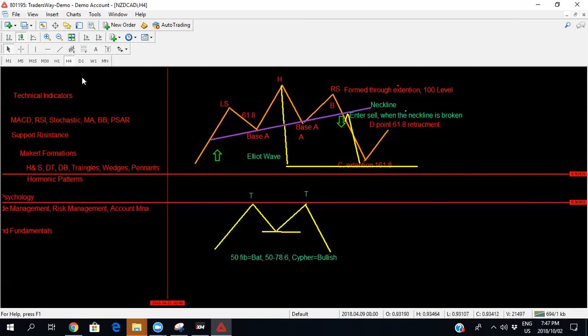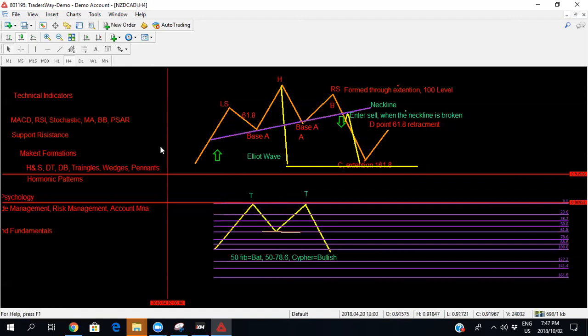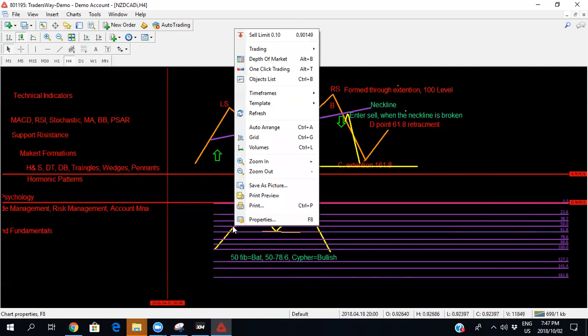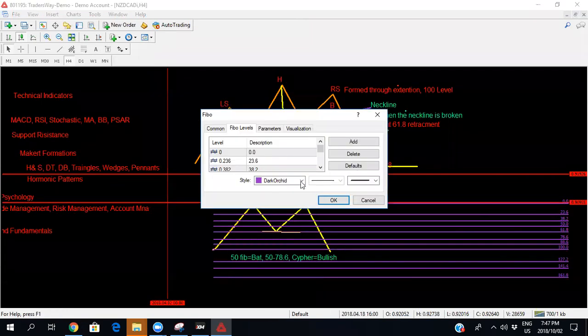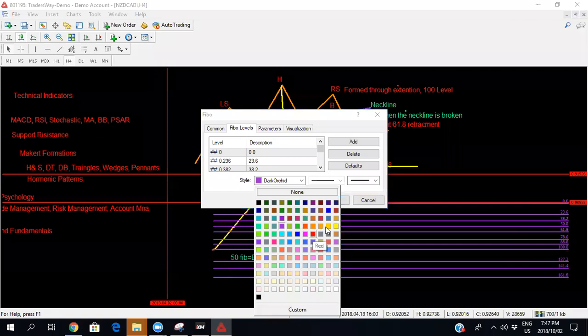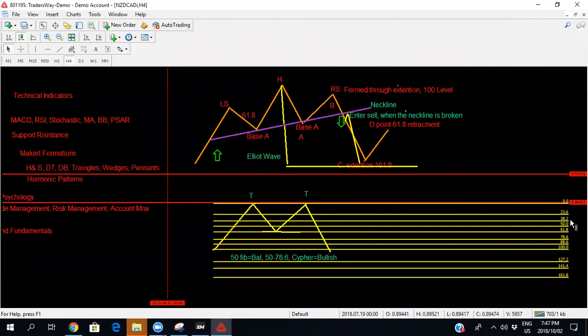How do you know this? You take your Fibonacci retracement tool, you draw from the bottom where it started all the way to the first top. Then you look at your first retracement. Your first fib retracement, if it gives you the 618, let me just quickly change the color so that it can be visible. As you can see, we have the 618 here. This is the 618. Therefore, it's a cipher pattern.